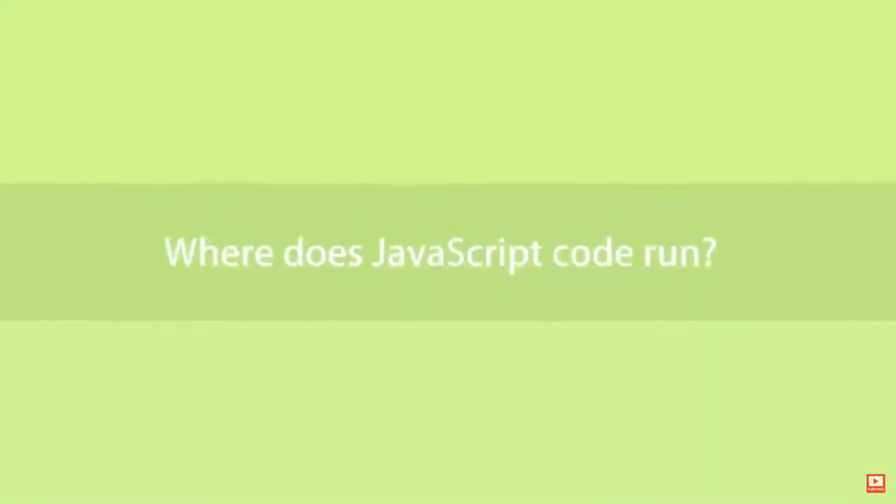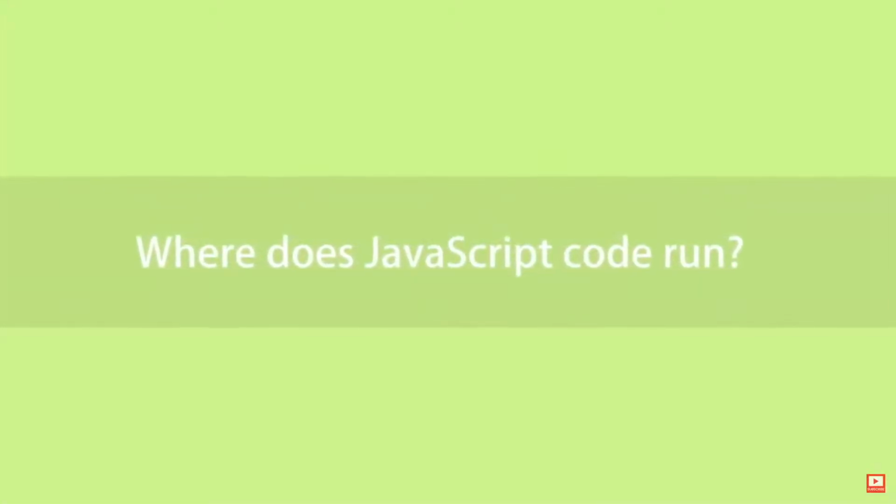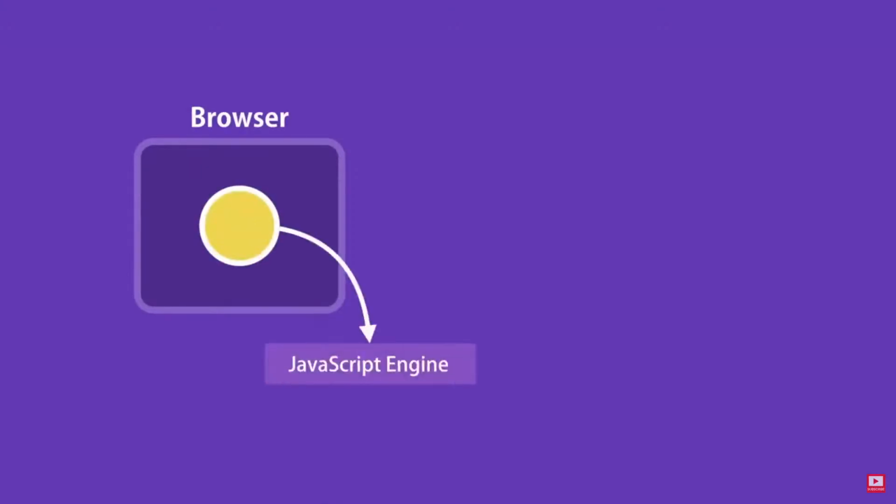The third question, where does JavaScript code run? JavaScript was originally designed to run only in browsers. So every browser has what we call a JavaScript engine that can execute JavaScript code. For example, the JavaScript engines in Firefox and Chrome are SpiderMonkey and V8.